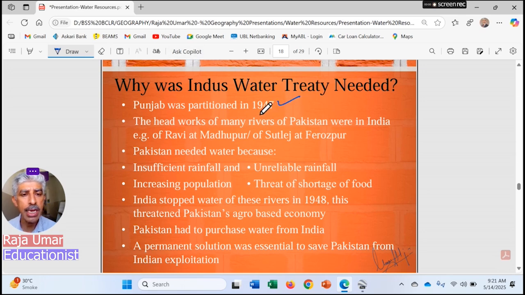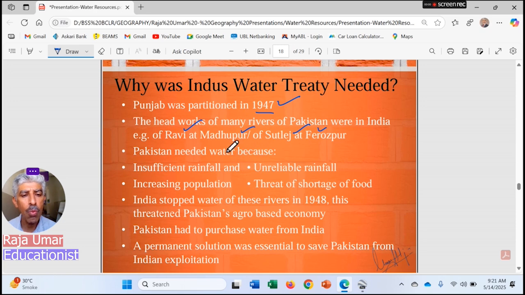So why was the Indus Treaty needed? Punjab was partitioned in 1947. As I told you, this particular issue started in 1947 when the partition took place. The headworks of many rivers of Pakistan were in India. For example, Ravi at Madhopur and Sutlej at Ferozpur.